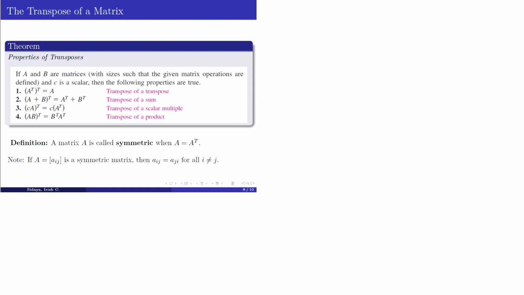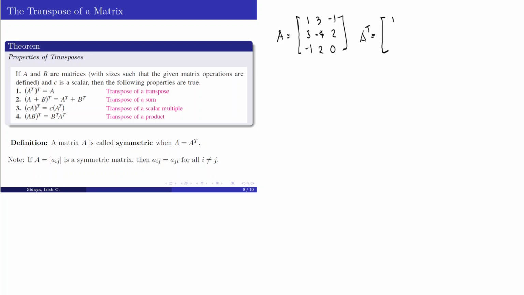Note that if A containing Aij is a symmetric matrix, then Aij is equal to Aji for all i not equal to j. For example, if A is a 3 by 3 matrix, say A is equal to 1, 3, negative 1, 3, negative 4, 2, negative 1, 2, 0. Now, if we get its transpose, again, you just write the rows of A as columns.